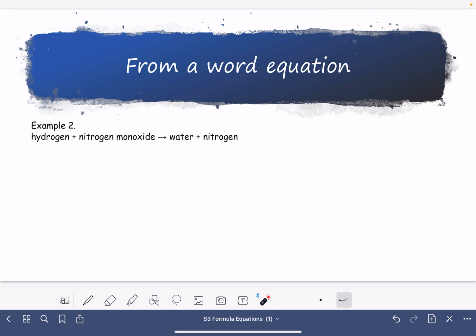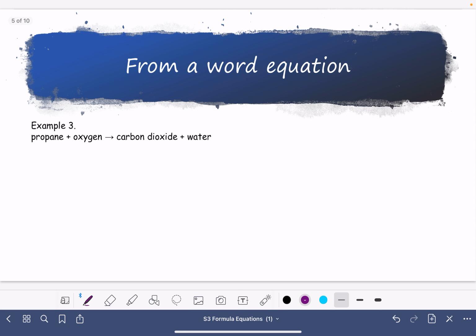Now, water is actually not the chemical name. The chemical name would be dihydrogen oxide. But everybody is kind of familiar with the formula for water to be H2O. So often it's just written as water and that's assumed. Nitrogen is another element, but like hydrogen, it's diatomic. So let's substitute those formula in now. Hydrogen is H2 plus nitrogen monoxide, so nitrogen with 1 oxygen, NO, changes to water, so the formula for water is H2O, and nitrogen, which is N2, because we've remembered that it is diatomic.